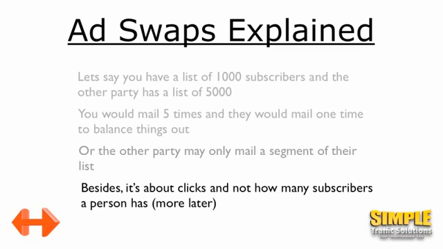Usually with ad swaps, people talk about their list size, when in reality, it's not really about list size, it's about the amount of clicks you can drive to an offer. I've seen people with 1,000 subscribers who can drive more clicks to an offer than someone with 50,000 subscribers. So it's not really about subscribers anyway, but I want to point this out because you will see people using the amount of subscribers you have in ad swaps. But I'll cover this later.